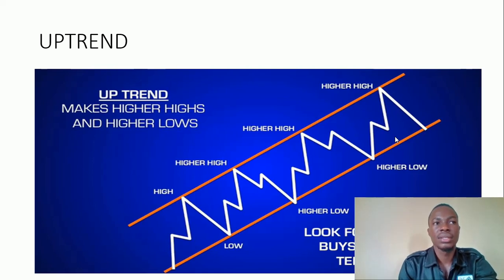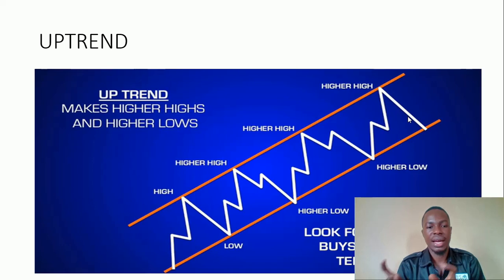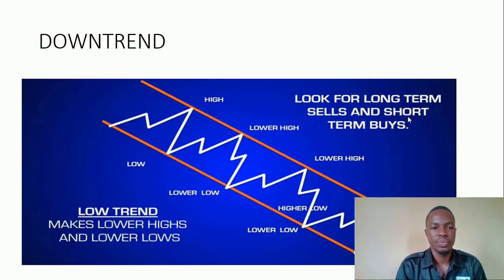But for now, as a cryptocurrency trader, what you're interested in is that if the market is making an uptrend, it's always in your favor. So you buy anywhere at this point and you ride the wave up as the market goes towards higher highs. So what is an uptrend? When the market is making higher highs and higher lows.